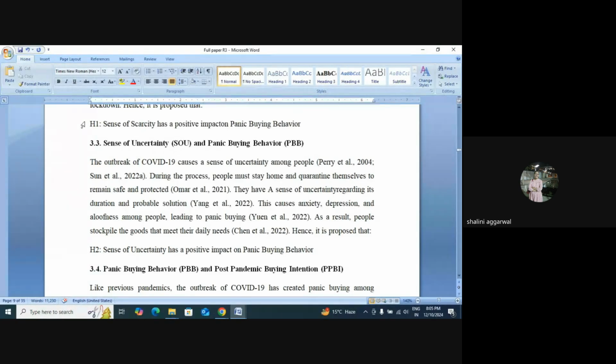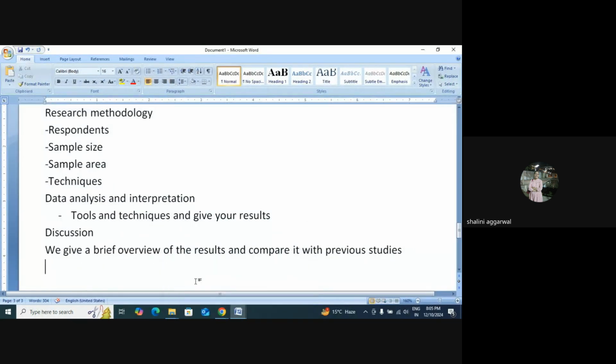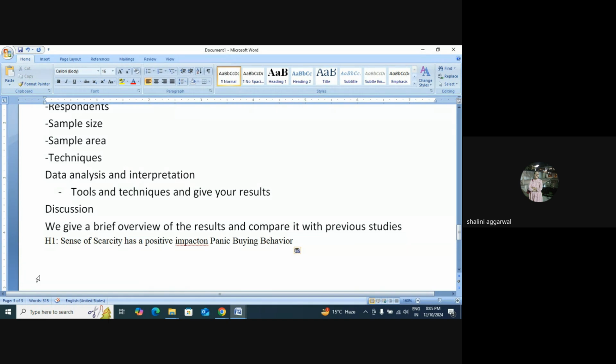Let's say this was our first hypothesis, right? So copy this hypothesis and write it in the discussion part. What I'm trying to tell you here is about the discussion part. So in discussion, let's say this is our first hypothesis, and let's say this has come out to be true.